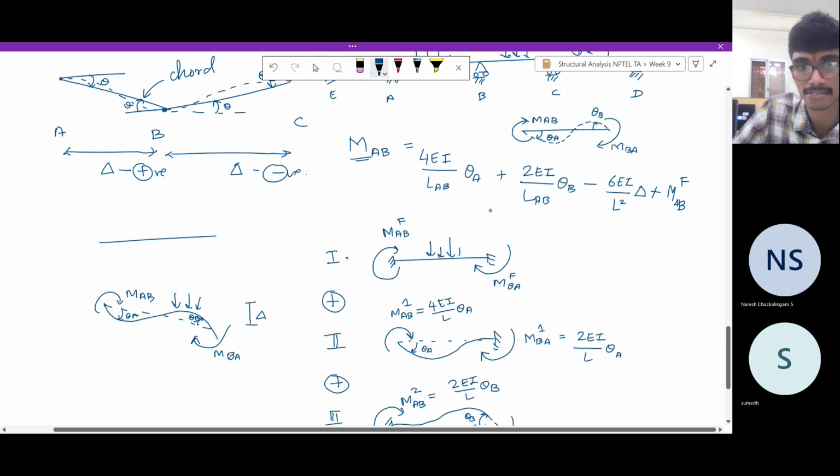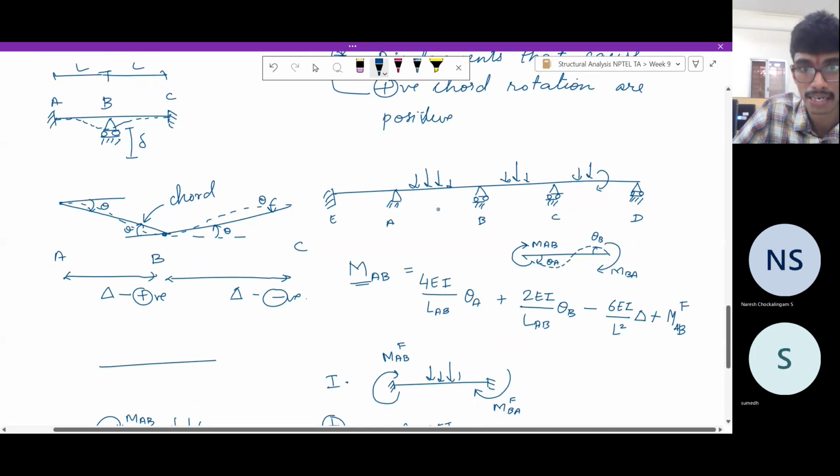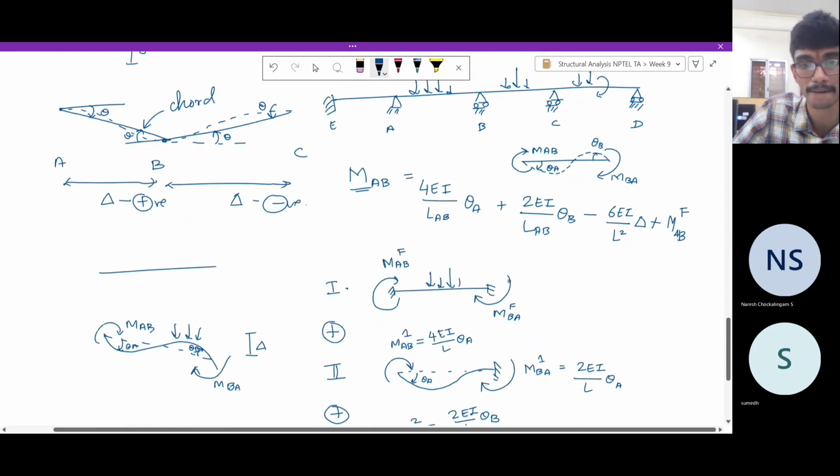Just use the principle of superposition. You consider one force, one rotation at a time, then add them all up. So if you fix the end, because of the applied load, something will happen. In a general beam, there is also a load, there is a rotation here, there is a rotation here, and there can also be some support settlement.